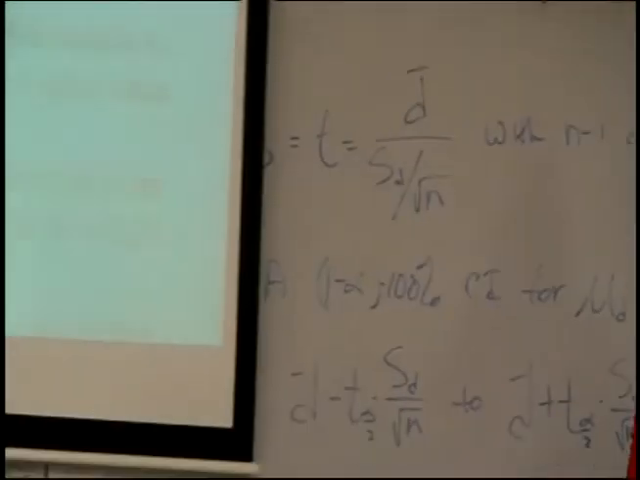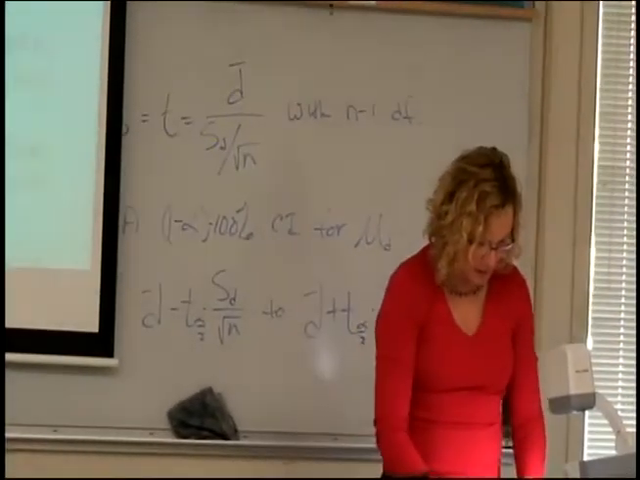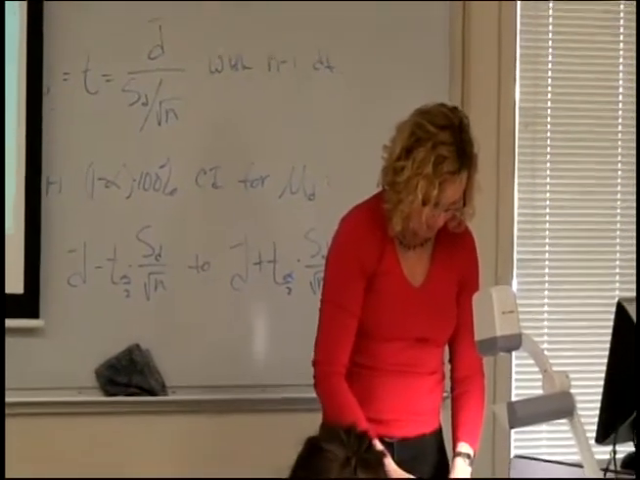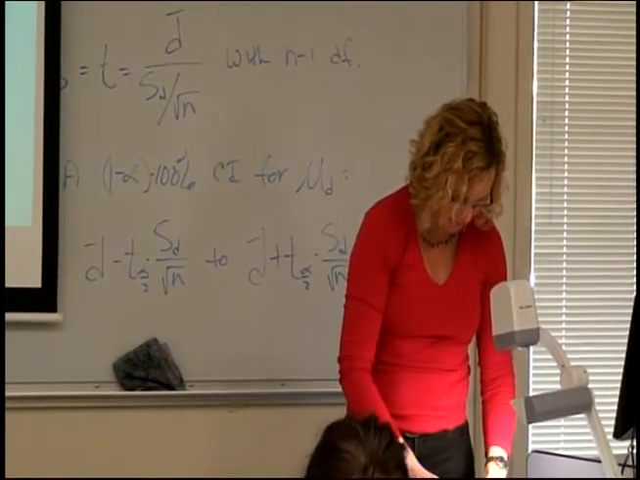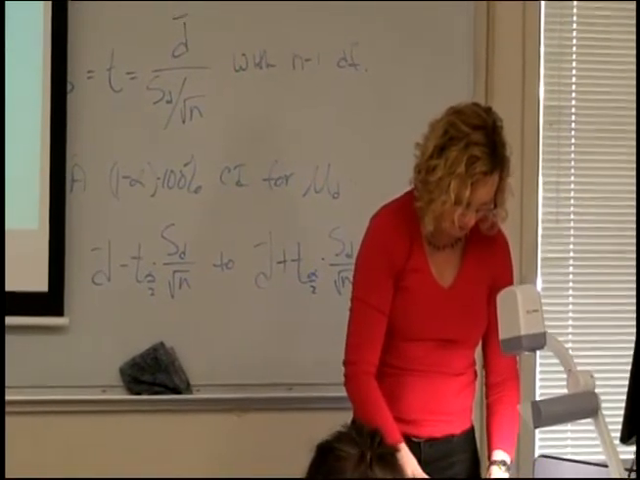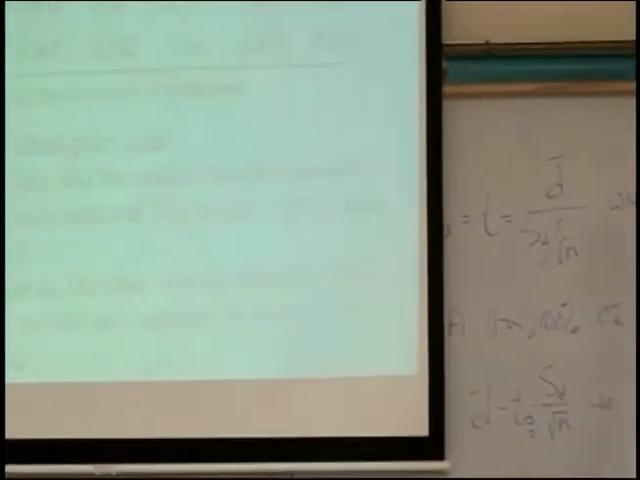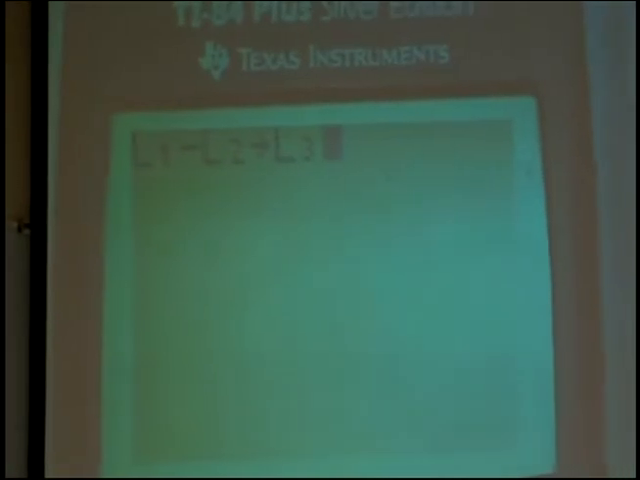Yeah, Keith? Storing button again? Sorry? Where's the storing button? The store button is right above the on. Oh, STO. Yeah, it's the STO with the arrow. So you go L1 minus L2. I'm going to store that in my third list. And this way, you don't have to subtract them one at a time. You just do the whole list. And you hit enter, and there is your D's.